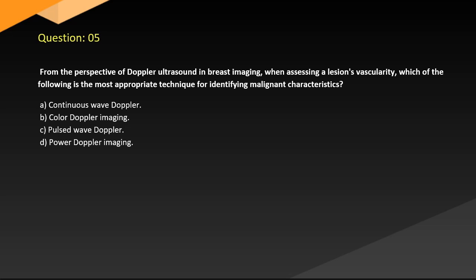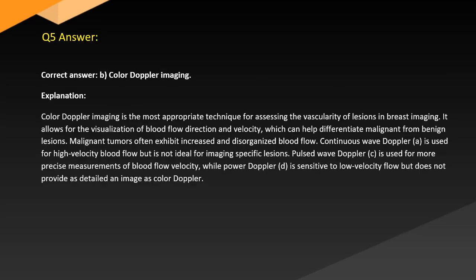Question 5. From the perspective of Doppler ultrasound in breast imaging, when assessing a lesion's vascularity, which of the following is the most appropriate technique for identifying malignant characteristics? A. Continuous wave Doppler. B. Color Doppler imaging. C. Pulsed wave Doppler. D. Power Doppler imaging. Answer. Correct answer: B. Color Doppler imaging.